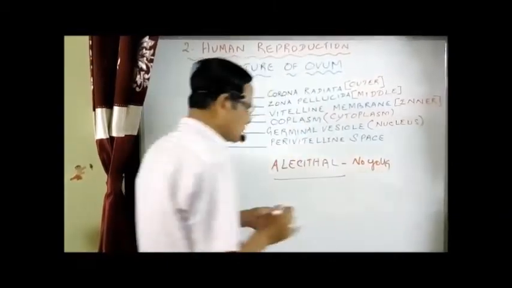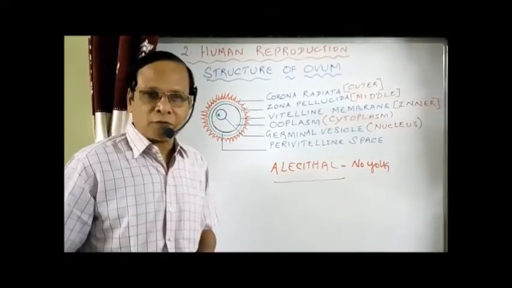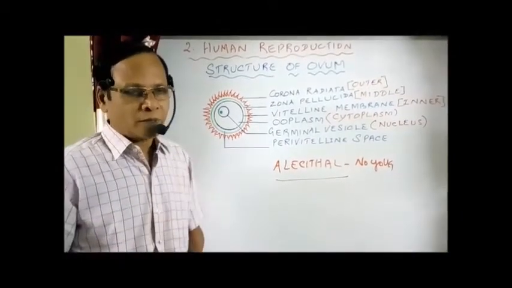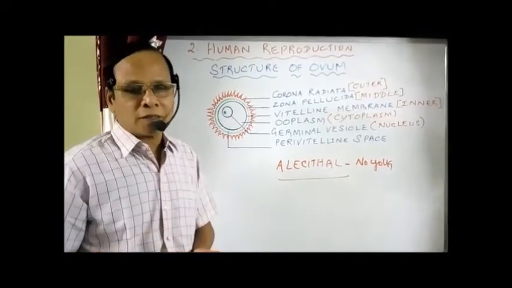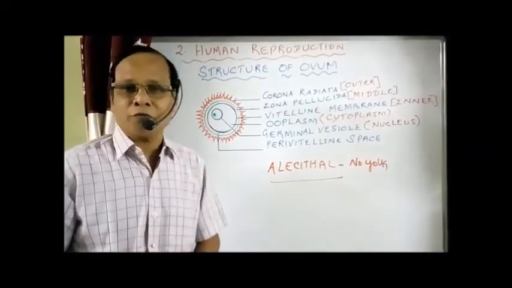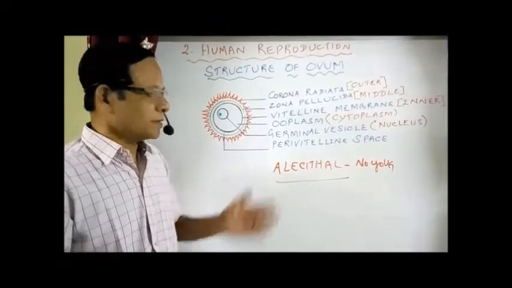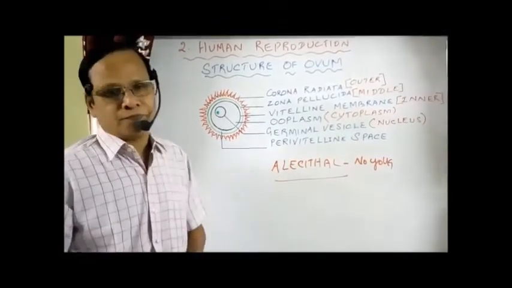Because the yolk is a reserve food material. In other organisms, for example a frog or a hen's egg, the development takes place within the egg. But in the case of human beings, it is the mother who provides nourishment directly to the developing fetus. That is why there is no need to have yolk in the egg. Such an egg without yolk is called an alecithal egg.